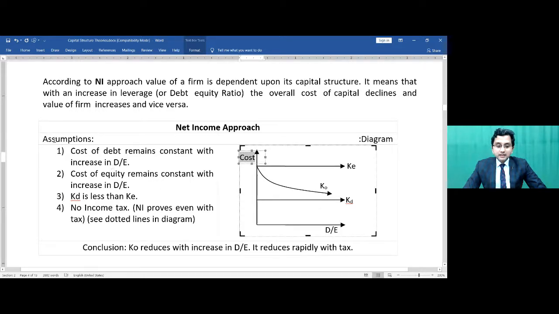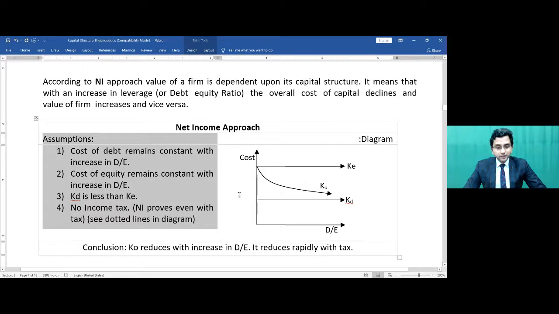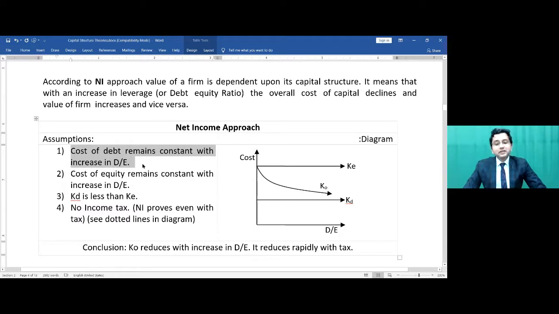Now, there are certain assumptions under the net income approach. The first assumption is that the cost of debt remains constant with an increase in the debt equity ratio. So if you are borrowing 1 lakh rupees, say that is available at 10% interest. If you borrow 5 lakh, 10 lakh, 50 lakh rupees, that will also be available at 10%. If you are borrowing 1 crore, 2 crore, 5 crore, 10 crore, 100 crore, that is also available at 10%. With an increase in the amount of debt, your cost of debt will not change. It will remain the same, right?